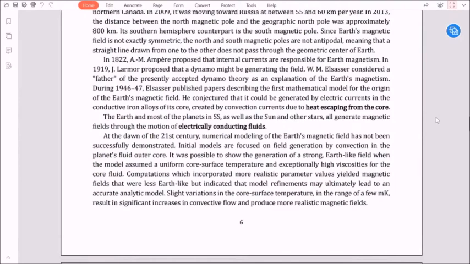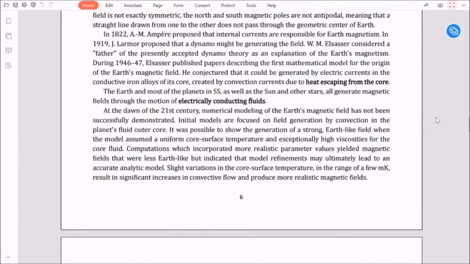Computations which incorporated more realistic parameter values yield magnetic fields that were less Earth-like, but indicated that model refinements may ultimately lead to an accurate analytical model. Slight variations in the core surface temperature in the range of a few millikelvins result in significant increases in convective flow and produce more realistic magnetic fields. Millikelvin fluctuations, it's not the physics when you have 5,700 kilojoules. Sorry.